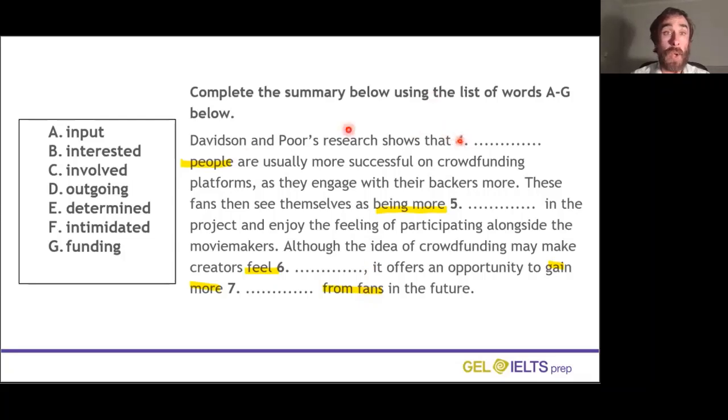4 comes before people, which suggests it's going to be an adjective that describes those people. 5, we have more, just like in question 7, but here the verb is be, to be more, it's going to be an adjective. Number 6, feel, well, adjectives of emotion often come after feel. So we know that questions 4, 5, and 6 will all be adjectives. But again, we can focus a little bit more in detail on the words around those gaps to give us some clues. Let's look at number 5.